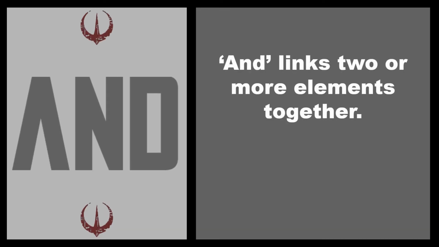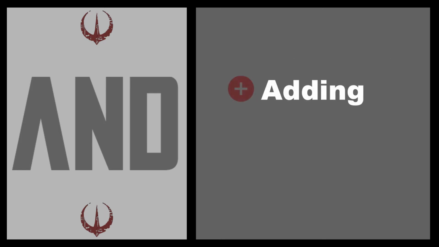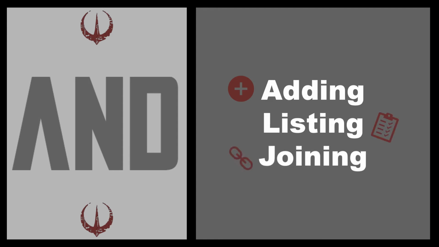The word "and" links two or more elements together. In this context, though, the elements are taken jointly. That is to say, the reader will see them as mutually inclusive. So for example, we can add items together, we can list items, and we can join items.